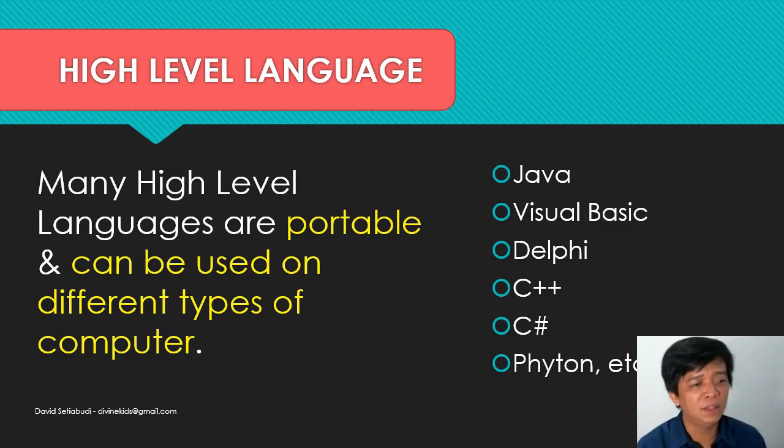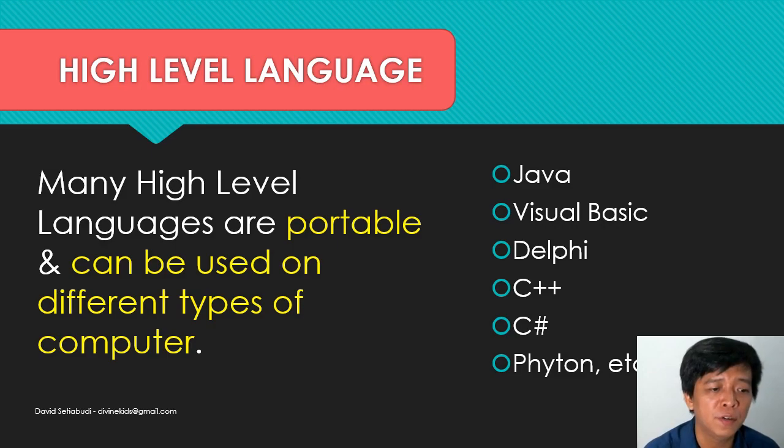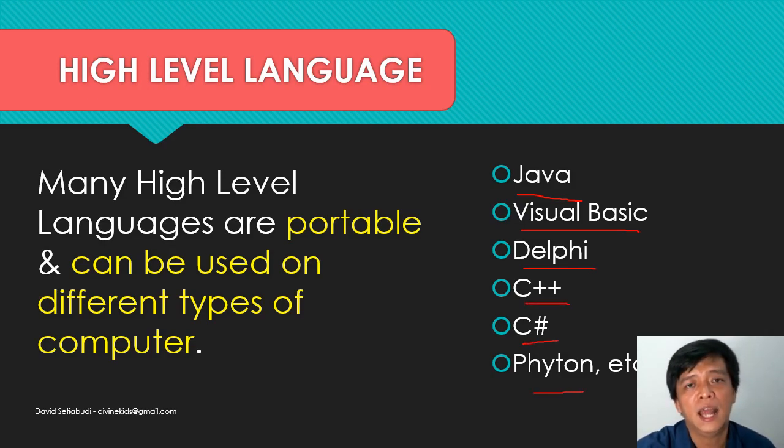Many high-level languages are portable and can be used on different types of computer, such as Java, Visual Basic, Delphi, C++, C#, Python, and so on, including ActionScript, Lingo, Director's Lingo, and so on.